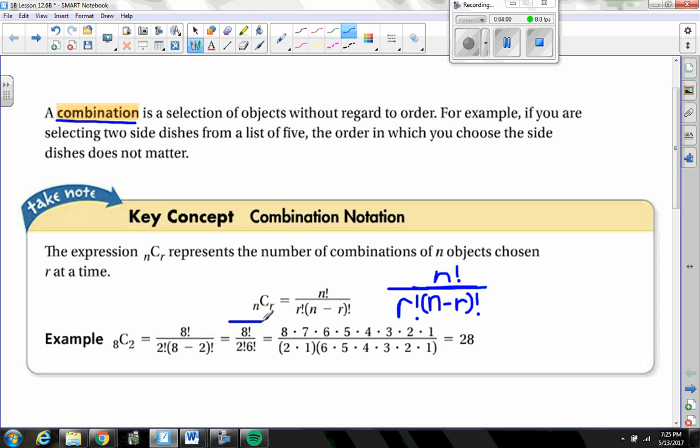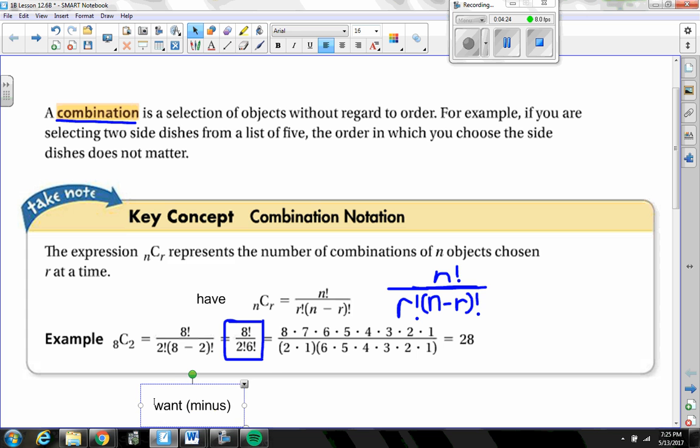So then you see we have this nice little formula, 8 factorial over 2 factorial times 6 factorial, and that should make some sense. The number of things we have is on the top, and then on the bottom it's the number of things we want, times the difference between the number we have and the number we want, factorial as well.